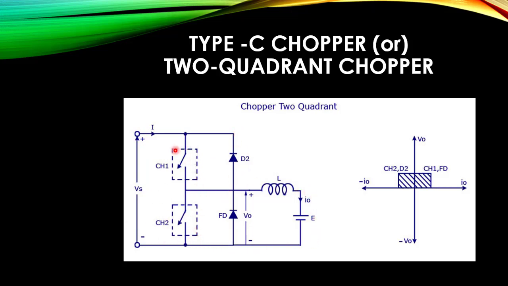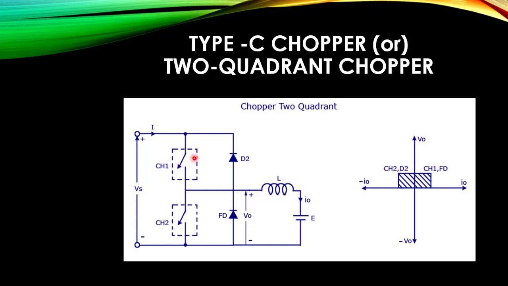In type A chopper, one switch and one diode will be there. In type B chopper, one switch and another diode, then an inductor, then another battery source. So this will be in type B chopper. Since these two choppers are connected together in parallel, we can get the operation of two quadrants. The type A chopper will operate in the first quadrant, and the type B chopper will operate in the second quadrant.